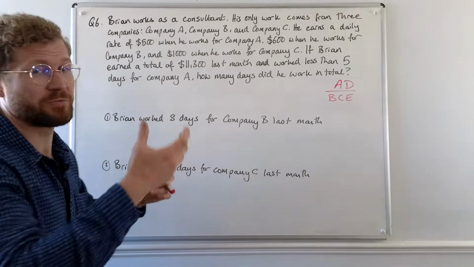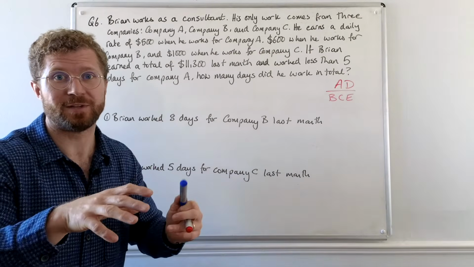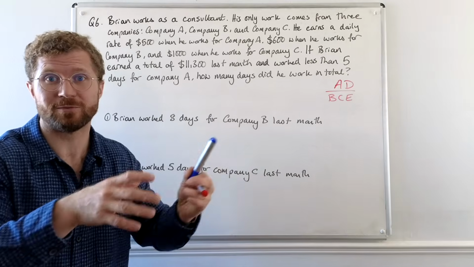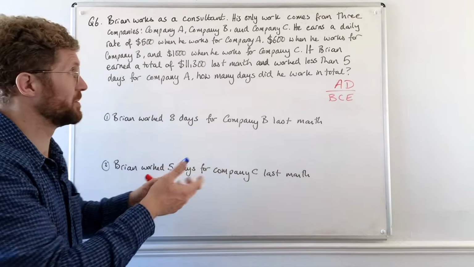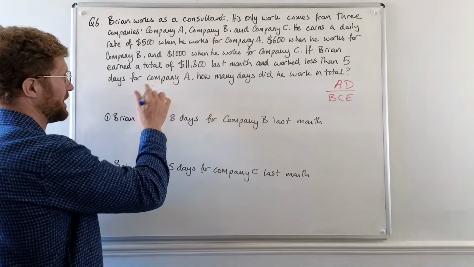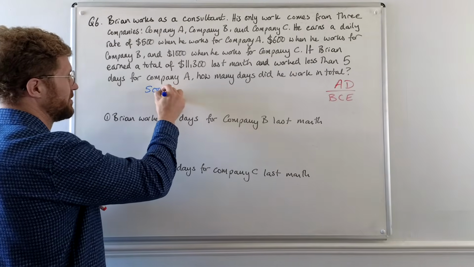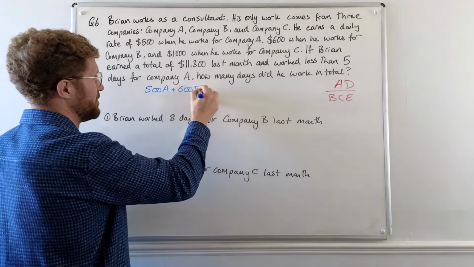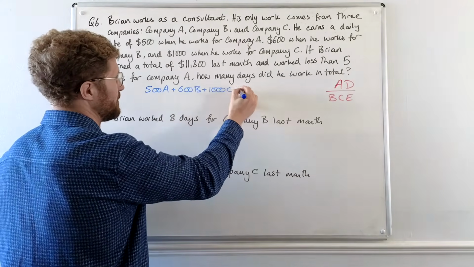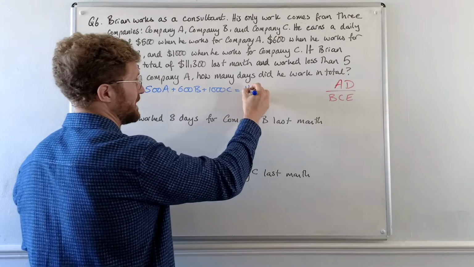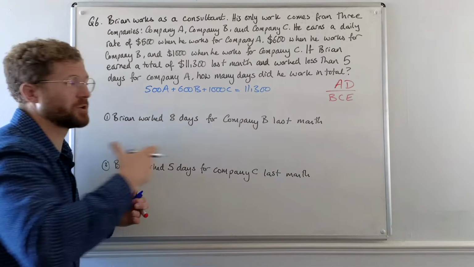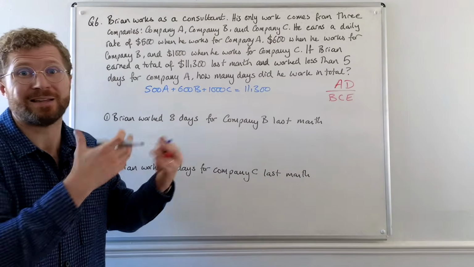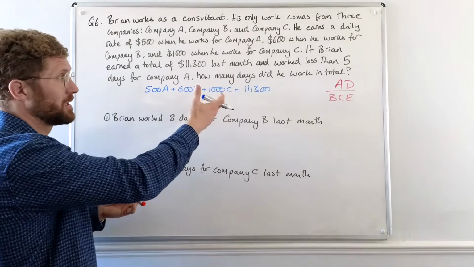Because let's define our variables. Let's say A is the number of days he works for company A, B is the number of days he works for company B, and C is the number of days he works for company C. Then the total amount that Brian would earn in a month would be 500A plus 600B plus 1000C. And I get given a total, 11,300. So I've got something there I can make an equation from. Now I can go and use it.